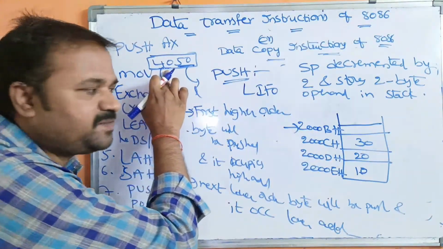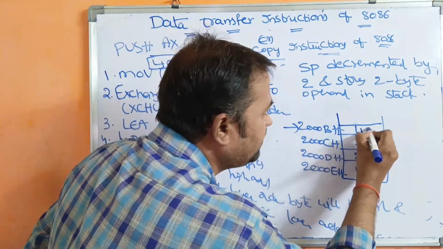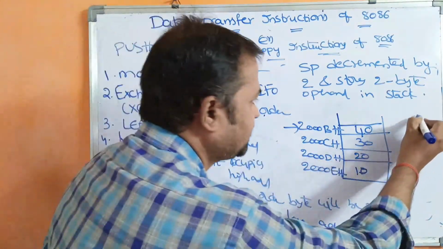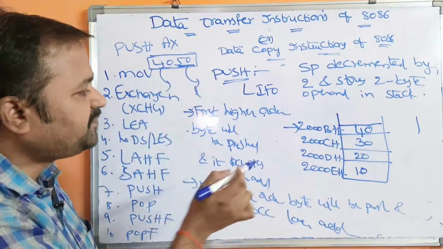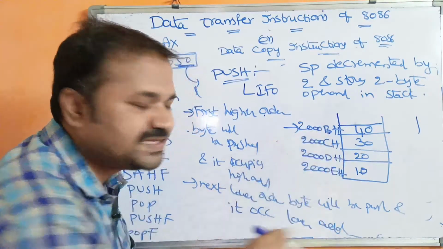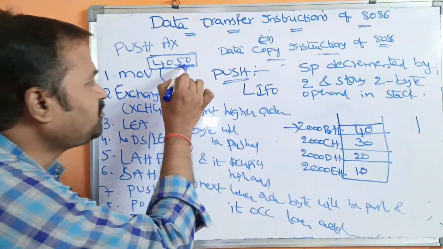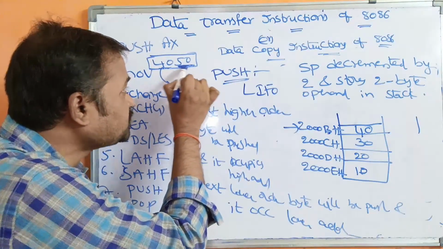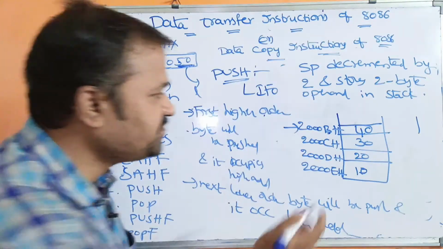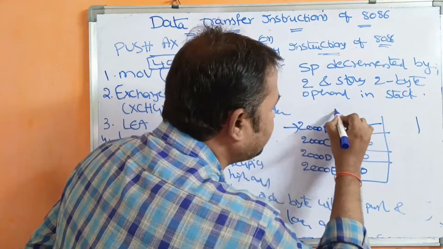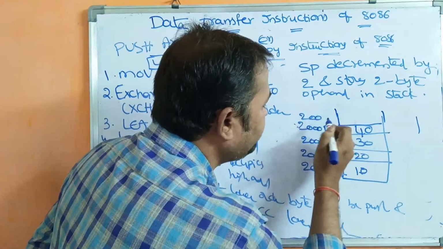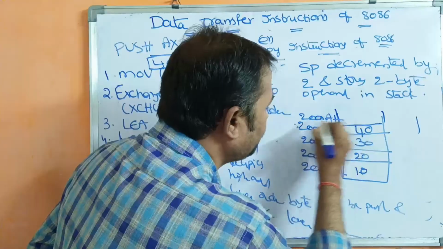So what is the higher order byte here? 40. So 40 will be pushed. That means we have performed the decrementation once. Next we need to store 50. Here 40 is stored at the higher order address, so this B is nothing but the higher address. Next we have to push this 50 into the stack. So we have to perform the decrementation one more time. Decrement the stack pointer one more time. Now the stack pointer will be at the 2000 AH location.